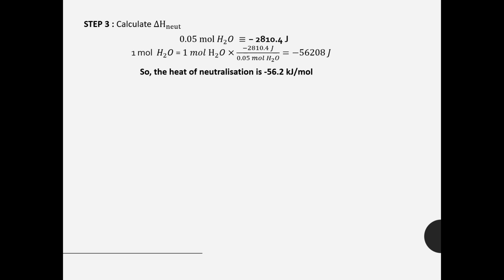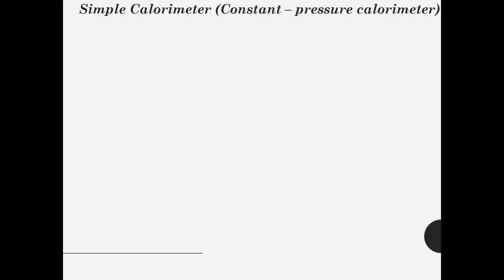How do we calculate enthalpy of neutralization? First we equate the 0.05 moles of water found in step 1 with the Q reaction found in step 2. Then we calculate, for 1 mole of water formed, the amount of heat that is released, and that is equal to the heat of neutralization or enthalpy of neutralization of the reaction.